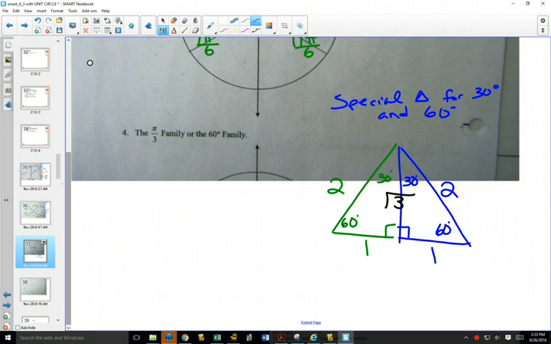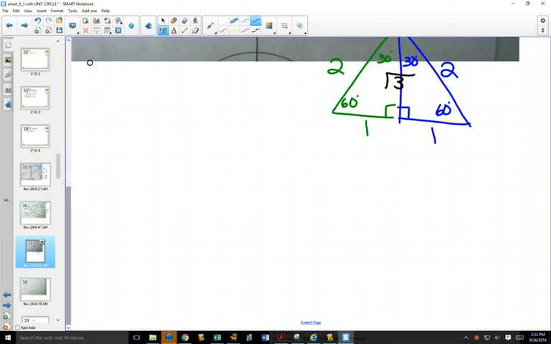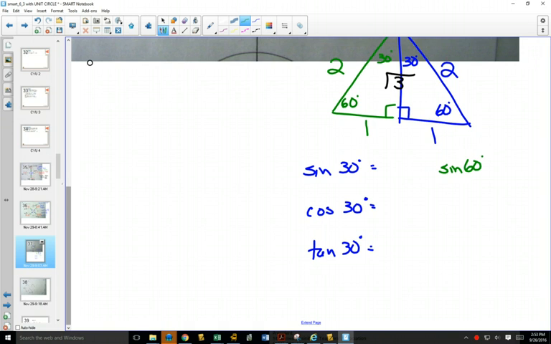Once you've labeled this triangle, we can now say, I know what sine of 30 degrees is, cos of 30 degrees, and tan of 30 degrees. I can also figure out sine of 60 degrees, cos of 60 degrees, and tan of 60 degrees.